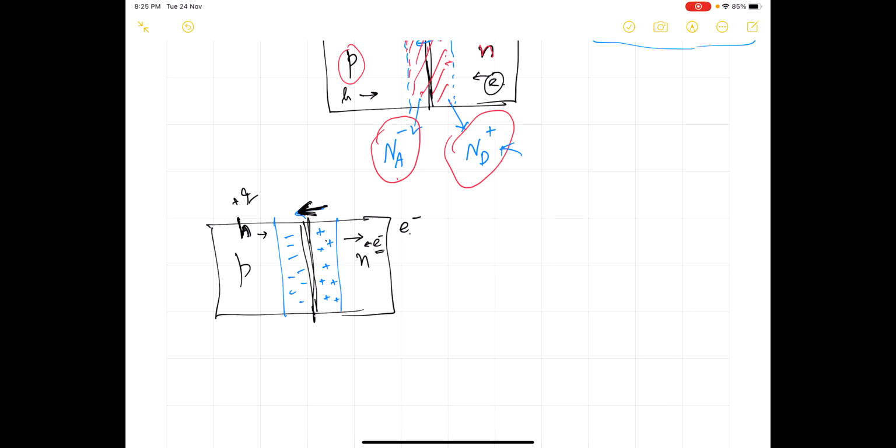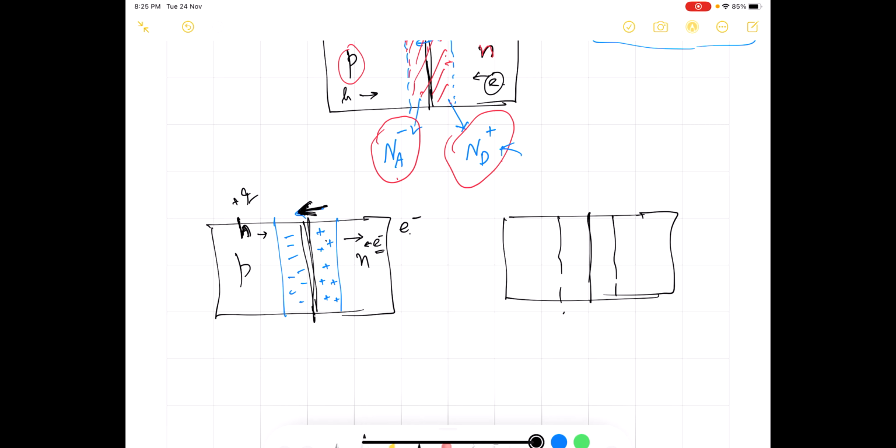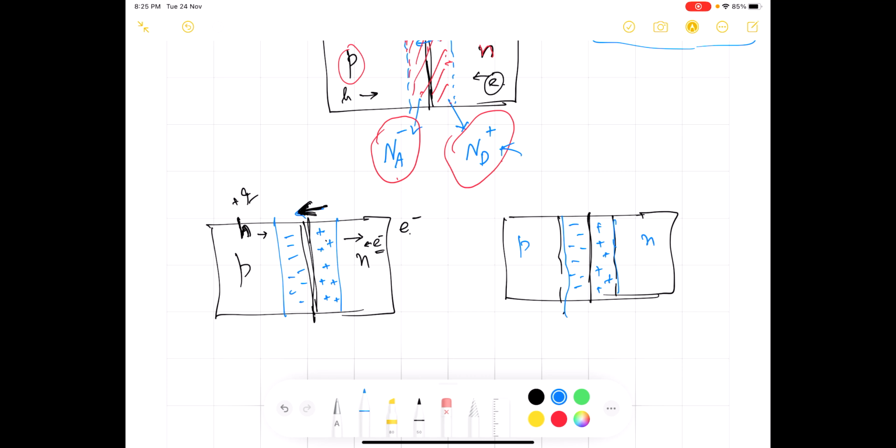So under the equilibrium condition, you have this depletion region where there are local ionic charges. This is p type, this is n type. There are a lot of extra hole carriers here and a lot of extra electron carriers there. They are free to move, but the internal force will not allow the electrons to go here or the holes to go here. So this is the equilibrium condition for a p-n junction.